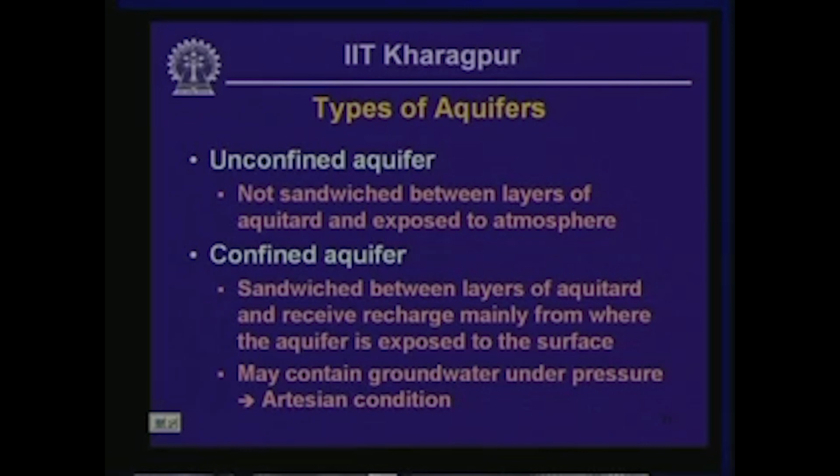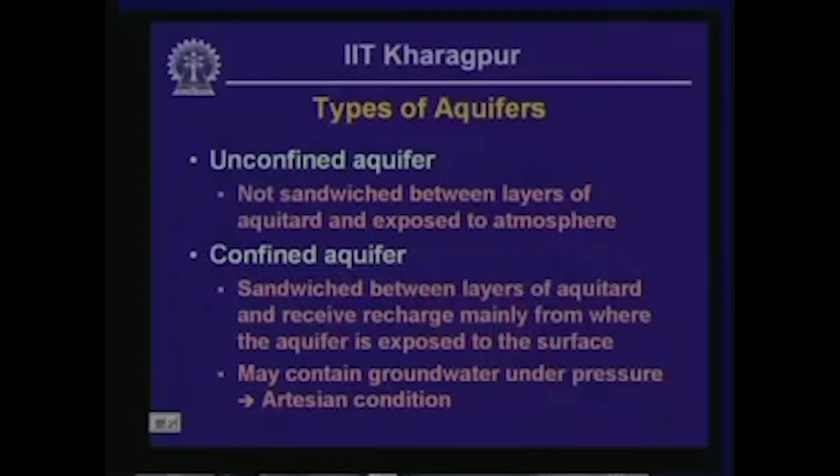Okay. Now we consider the types of aquifers. As we have learned from the previous portion of this lesson, by aquifer what we mean is a saturated mass of subsurface formations, soil or rock, which conducts groundwater flow relatively easily. So aquifers are essentially of two types. One of them is called unconfined aquifer.